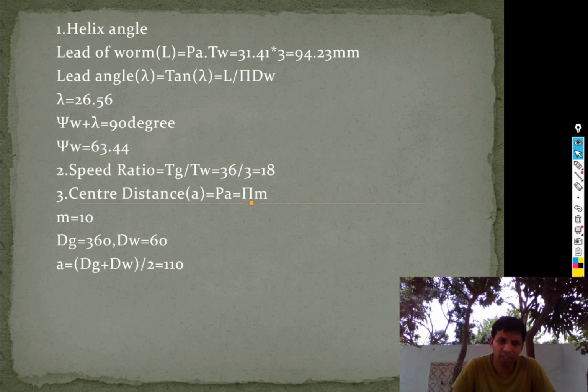So we first have to calculate dg. We can find this value of dg from the module formulation, that is module is equal to diameter divided by teeth. So we have teeth on the gear and we have teeth on the worm. From the formula of module, diameter divided by teeth, we can easily find out dg and dw. And by putting the values of dg and dw, we get the center distance, that is 110.